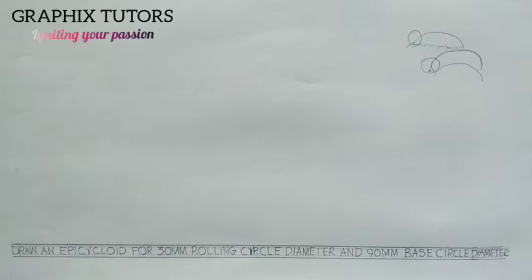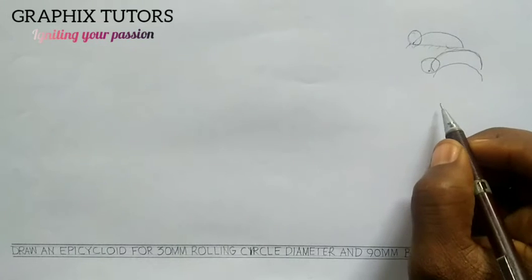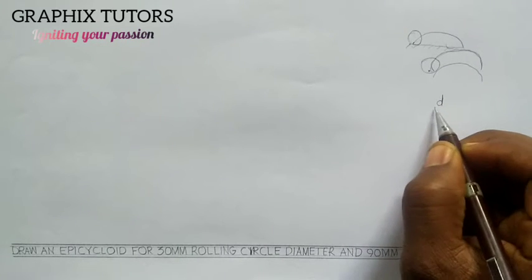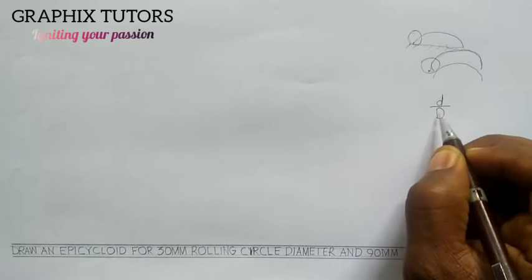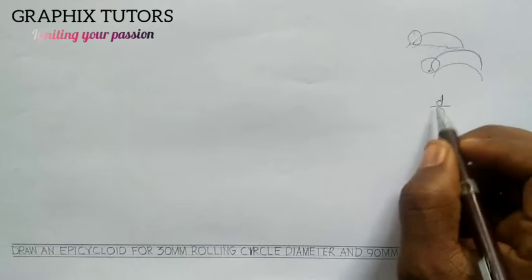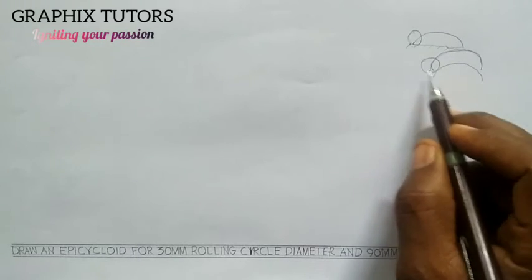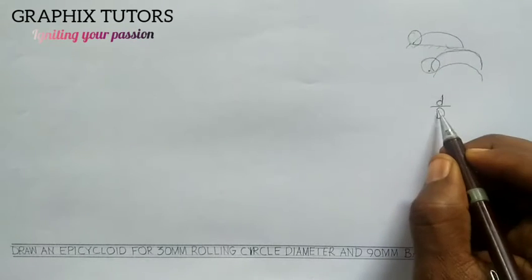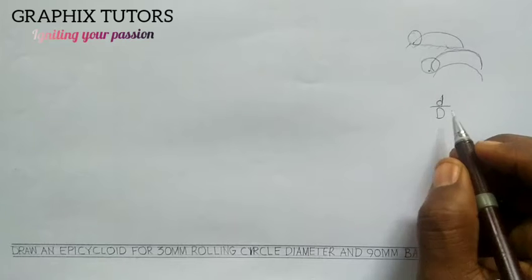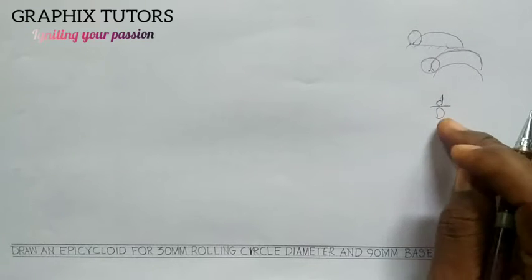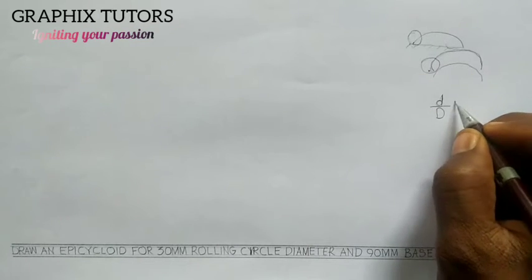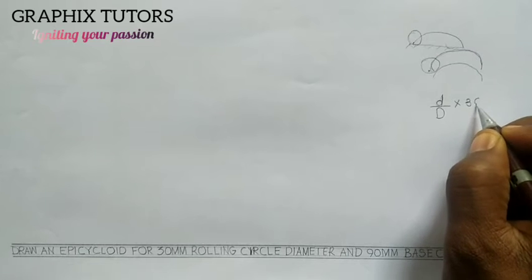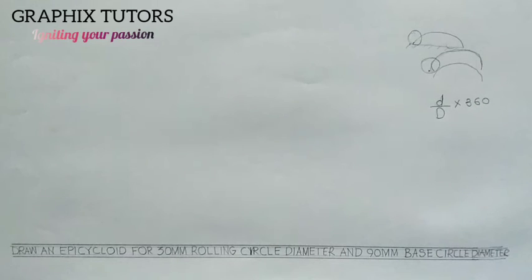Now we need to understand that there's a formula that says small d over big D multiplied by 360. The small d here is the diameter of the rolling circle, because the diameter of the rolling circle is always small, and the big D is the diameter of the base circle, and the base circle is always big, right? Multiplied by 360. Are we good now?